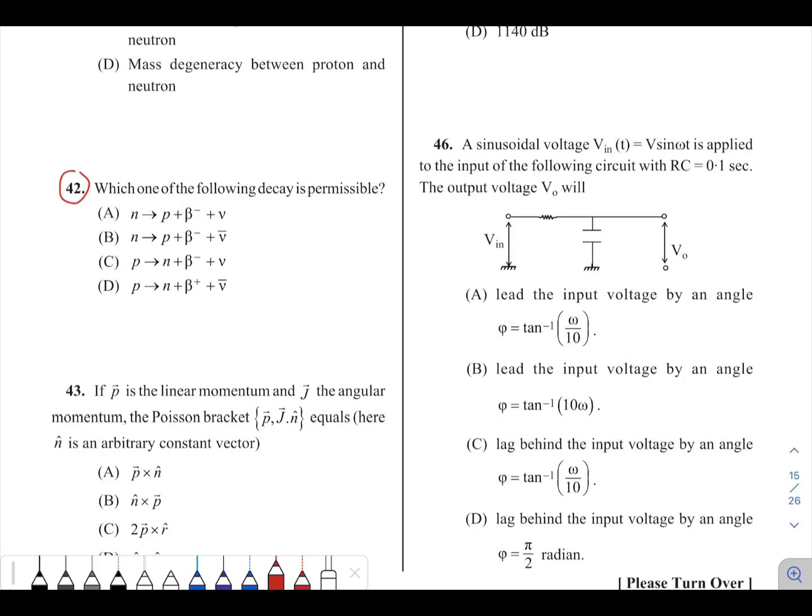Problem 42. Which one of the following decays is permissible? So we will look at the lepton numbers on both sides. Let us consider option B. The lepton number on the left hand side is 0. Let us calculate the lepton number on the right hand side. Beta minus has lepton number plus 1, and the antineutrino has lepton number minus 1. So this is equal to 0. So option B would be the correct answer. You can convince yourself that other options do not satisfy the lepton number conservation.